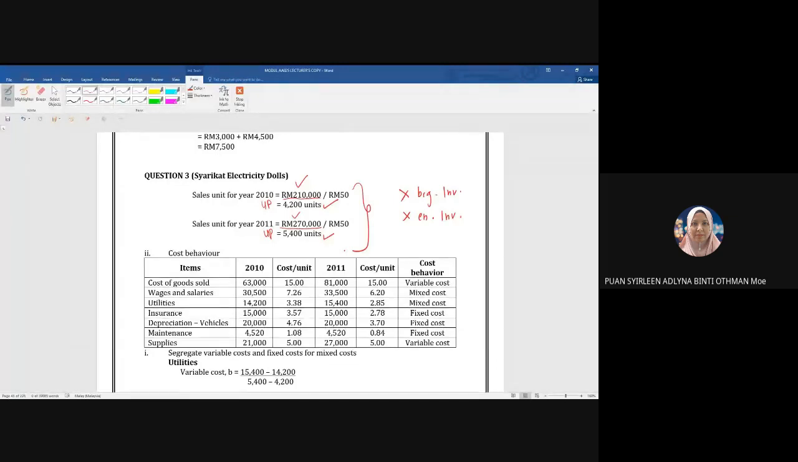Okay, boleh kot? Boleh? Alright, so now kita nak identify each cost above either as variable cost, fixed cost atau mixed cost. Okay, macam mana awak buat? Saya tak pasti jawapan awak macam mana, tapi madam suka guna table macam ni.